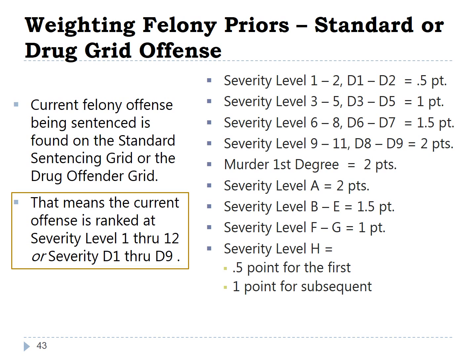So like we said, if we had a 3rd degree controlled substance from 2011, well, that used to be a severity level 6. Well, now that's a severity level D6. And so the D6 is what we would put down, even though it would also be worth 1.5 points.